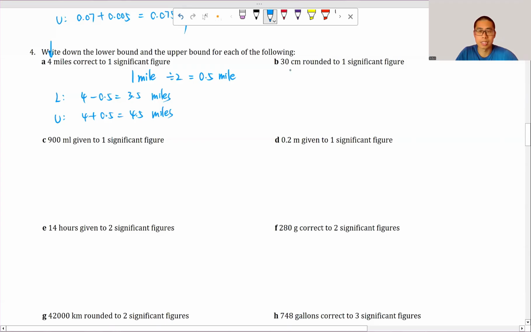Okay, so for question B, 30 centimeter rounded to one significant figure. Start from the left-hand side, this would be one significant figure. And then that should be to the nearest 10 centimeter. So 10 centimeter divided by 2, we have 5 centimeter. So lower is 30 minus 5, which is 25 centimeter. And then upper is 30 plus 5, which is 35 centimeter. And that's how we find them.